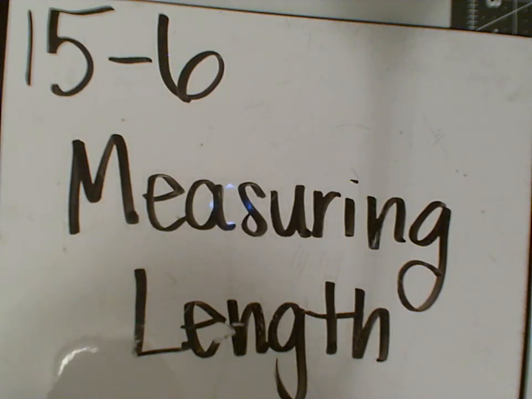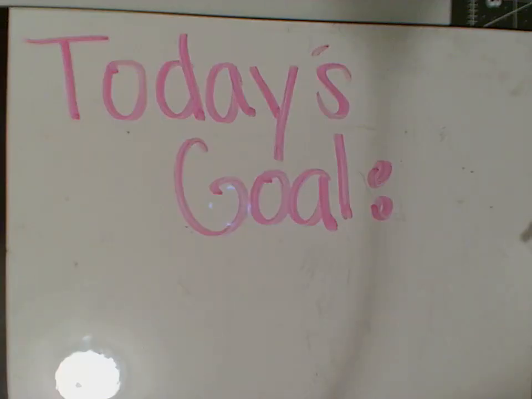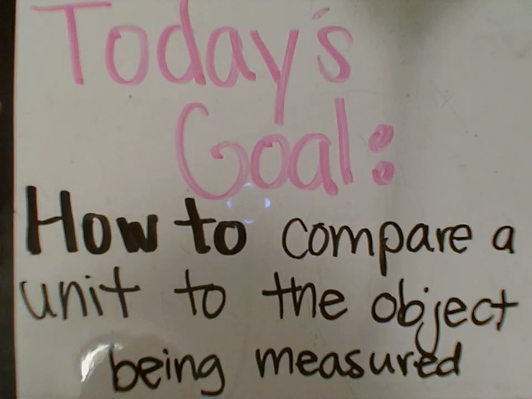We're doing 15.6 today, which is all about measuring length. So you have learned how to measure the length of an object. Today, we will learn how to compare a unit to the object being measured. Remember, a unit is what we use to measure something. So it can be a unit like an inch, a centimeter, a meter, a mile. Your unit tells you what type of measurement you are using.